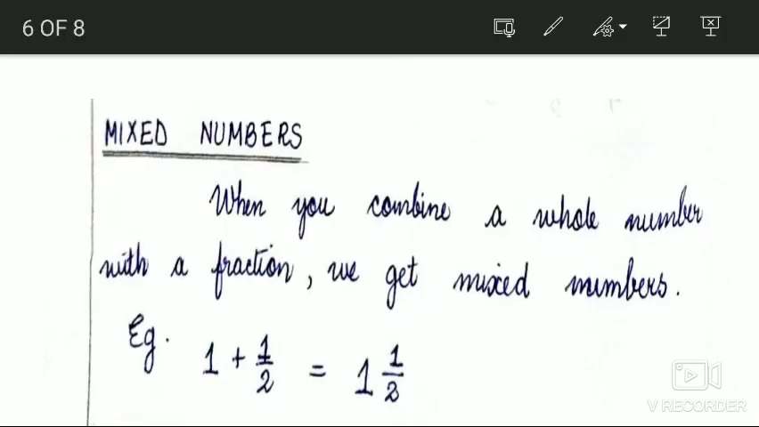Next, we have mixed numbers. You have to copy this in your notebook. When you combine a whole number with a fraction, we get mixed numbers.